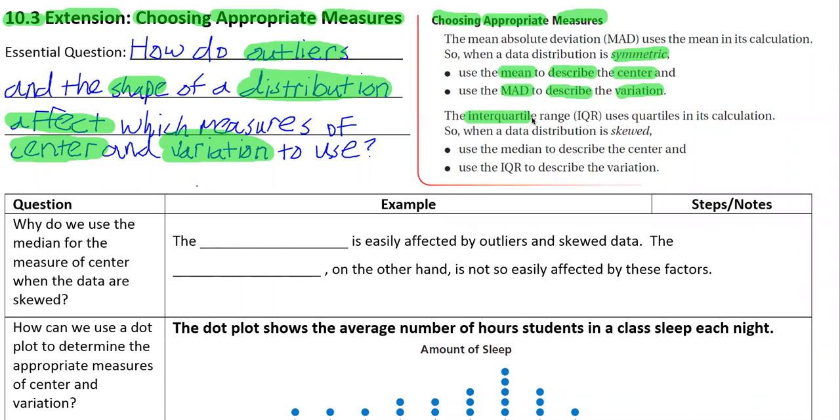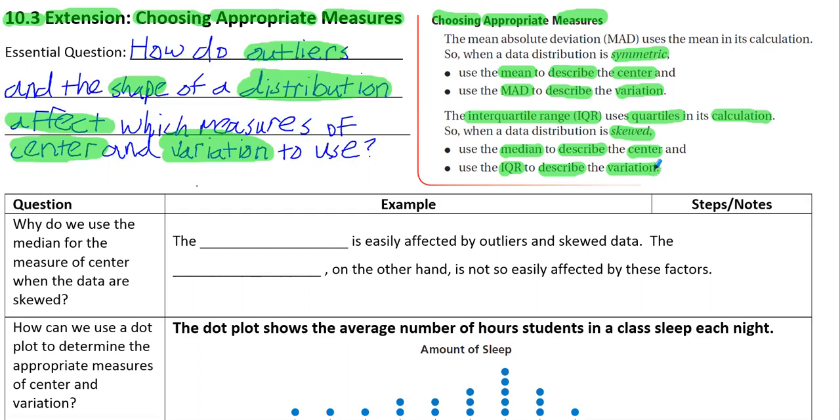The interquartile range uses quartiles in its calculation. So when the data distribution is skewed left or right, use the median to describe the center. I should have highlighted describe. And then which one of our measures of variation uses the median? Do you guys remember that we talked about how with the IQR, the interquartile range, you have to order the data from least to greatest to make the cut in the middle? And so the IQR is the best measure of variation to use if the data are skewed.